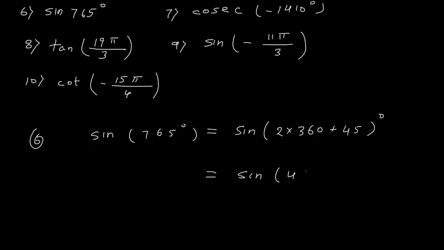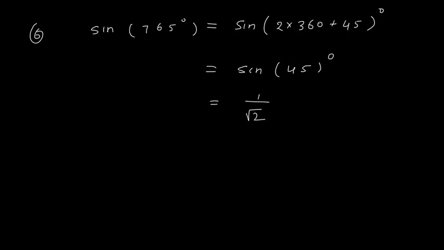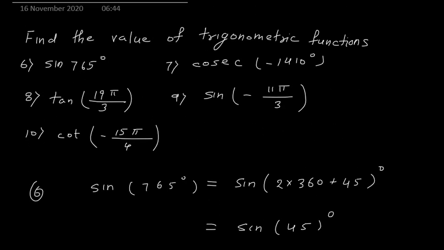So this is so simple. Now the sine 45 value we know, it is 1 upon root 2. You have to know all the standard angles trigonometric functions that we have seen in 10th standard. If you forgot, then go to your 10th standard book, or it is given in the 11th standard textbook also. Learn it. Okay, now the 7th question is cosec of minus 1410.